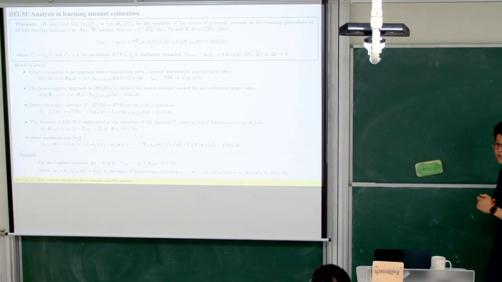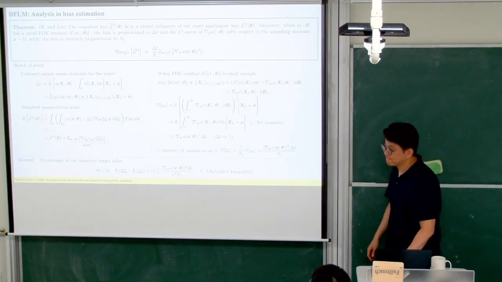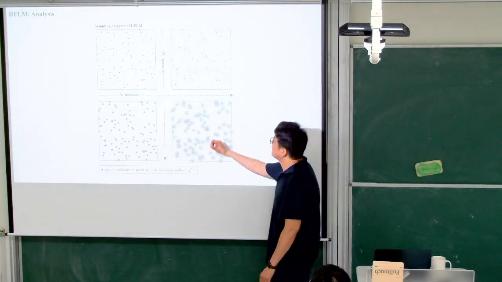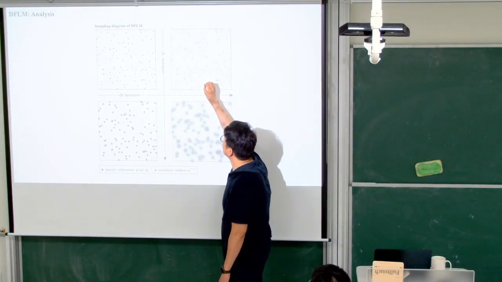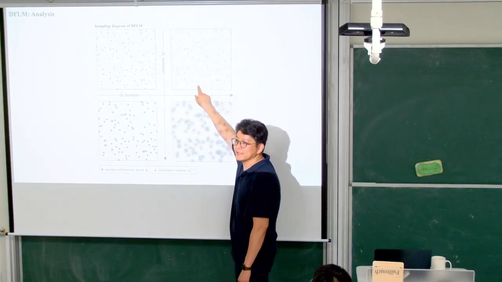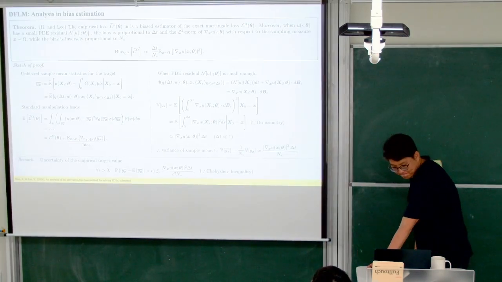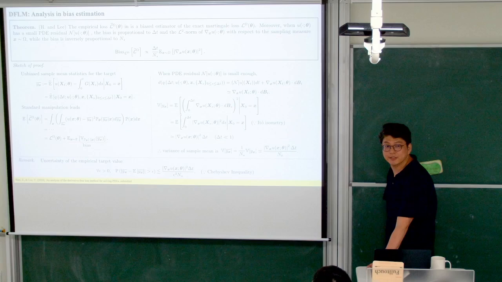Can I ask a quick question? Yeah, sure. What is capital N S? Oh, yeah. Capital N S is the number of samples when you draw from each point. Thank you. Other questions?